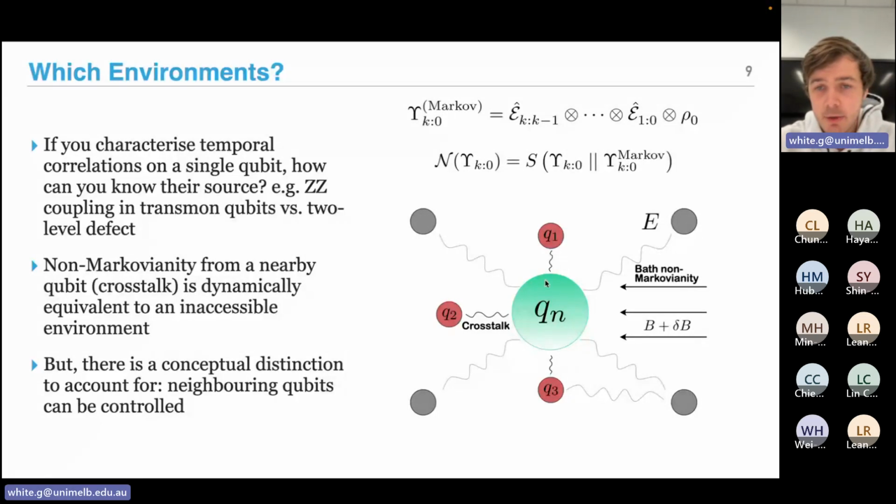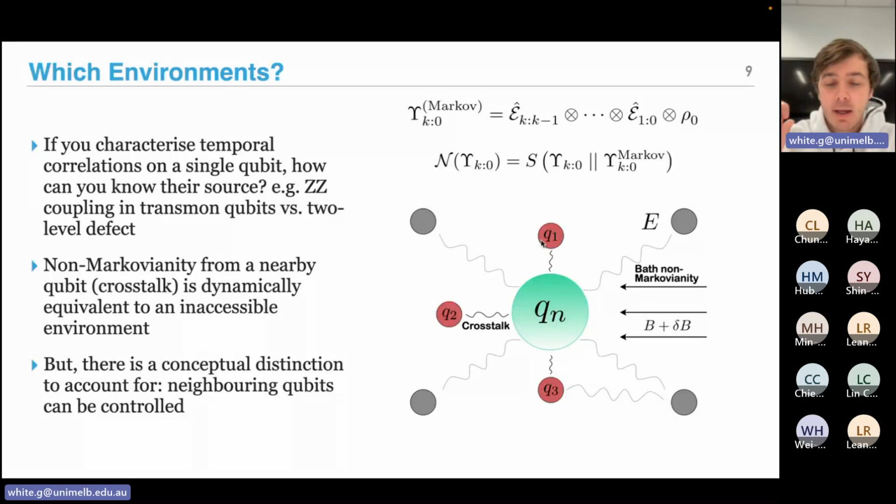If I study the temporal correlations of my system, I only get a sense of exactly how correlated in time that system is, but I don't actually get a sense of where the correlations come from. In particular, temporal correlations that come from a nearby defect compared to a nearby qubit are dynamically equivalent, but we maybe want to make the conceptual distinction that nearby qubits are controllable.